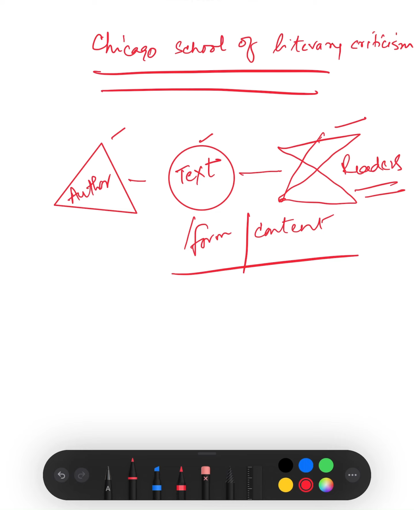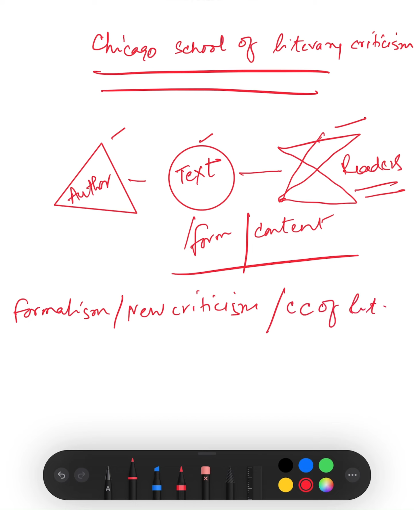So keeping all these points in our mind, before I come to Chicago School of Literary Criticism, I would like to tell you the timeline of the development of various kinds of literary theories. Some of them overlap also. So we have formalism, new criticism, and Chicago School of Literary Criticism. The timeline is 1930s to the present. Formalism, new criticism, and Chicago School of criticism have more or less the common tenets, but they vary in some points that I'll tell you later.